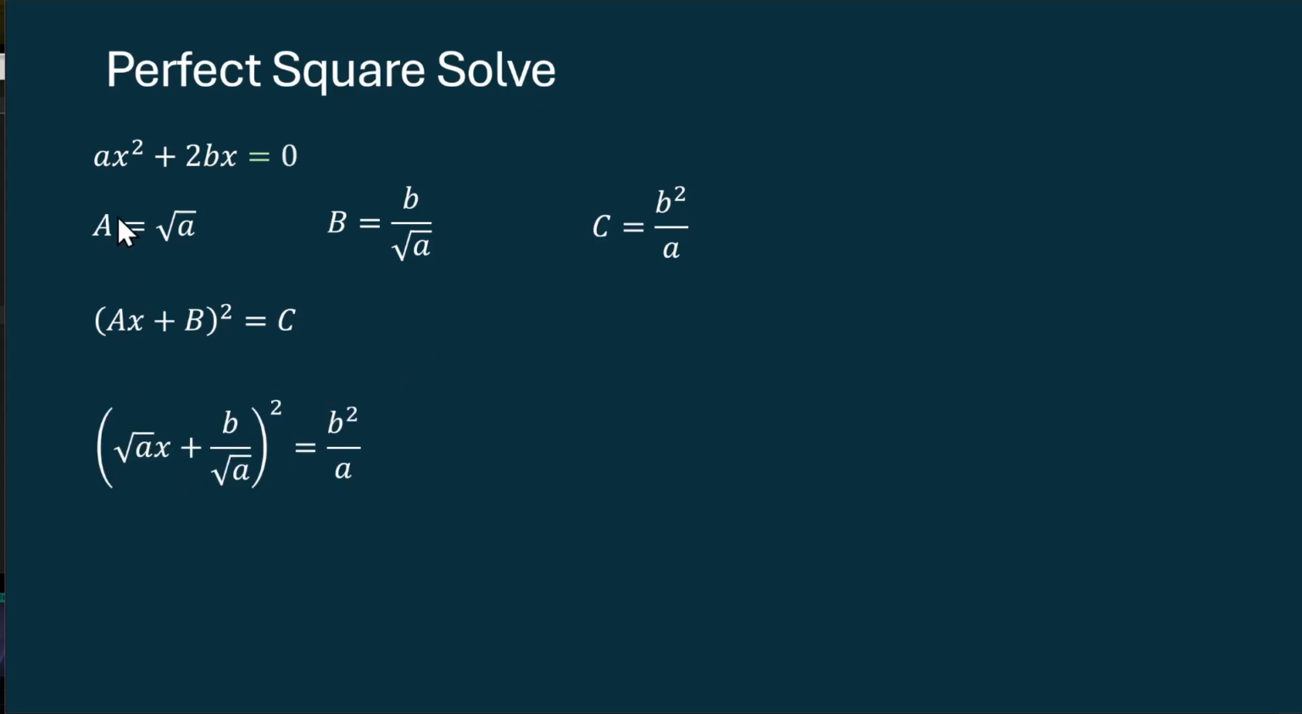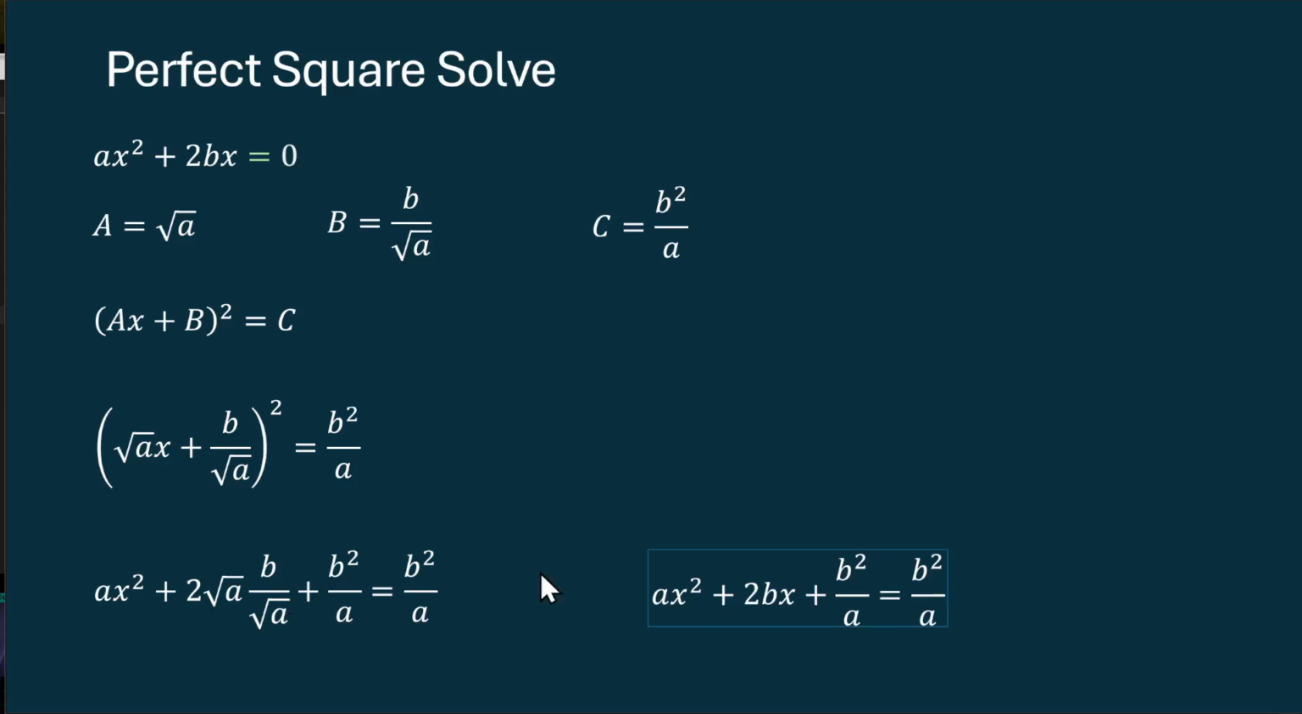Or if we substitute these a and b and c back into this equation and expand it out, then we get ax squared plus 2 square roots of a times b over the square root of a plus b squared over a. And then these square roots cancel out, and you would end up with this ax squared plus 2bx. I missed an x there. Plus this term squared is b squared over a. And that's what c equals.